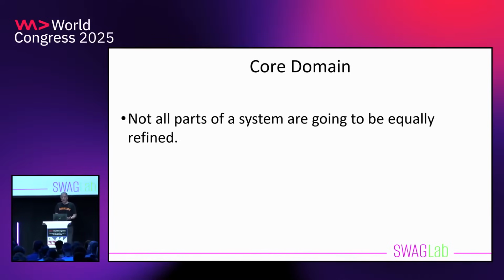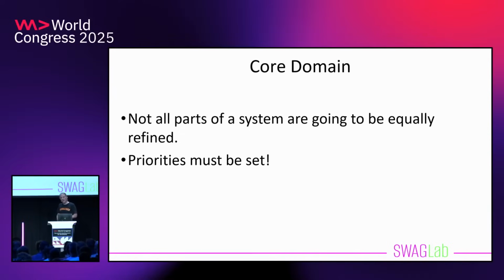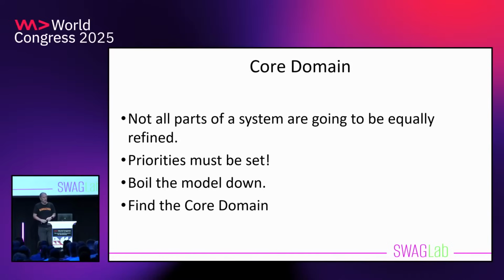So not all parts of the systems are going to be equally well refined. They won't have the same quality. Some parts will be better, some parts will be worse. So you have to set priorities. You have to have a very boiled down, simple model for the core of your domain, that what really, really matters. And this is why it's so important to find the core domain.